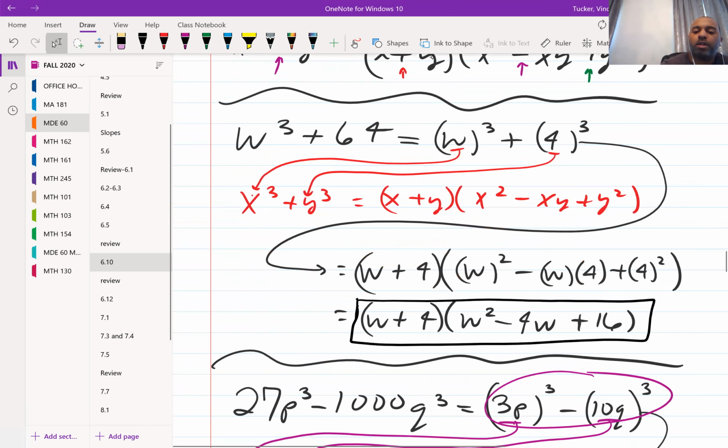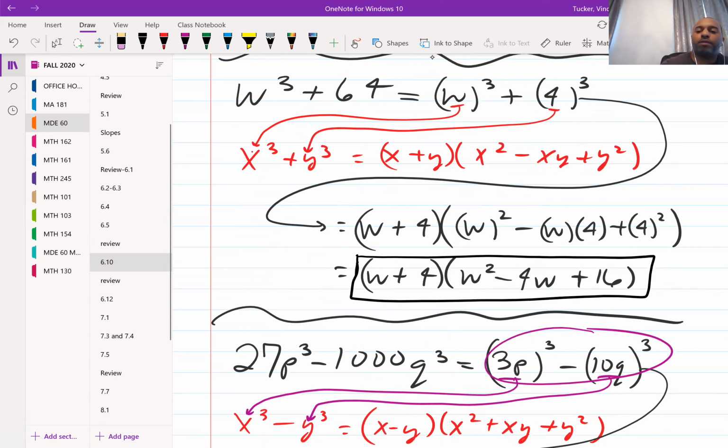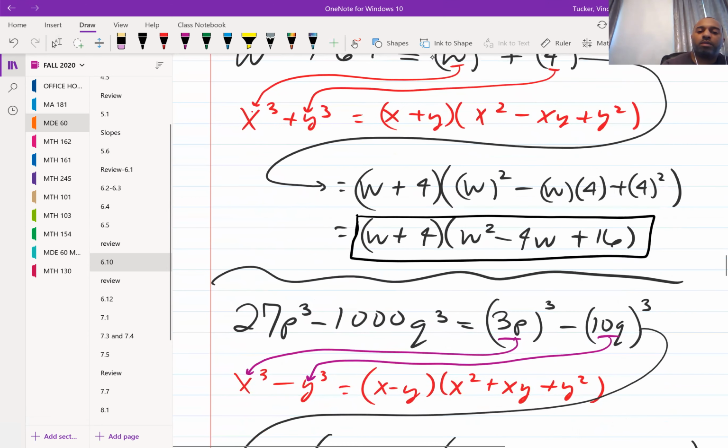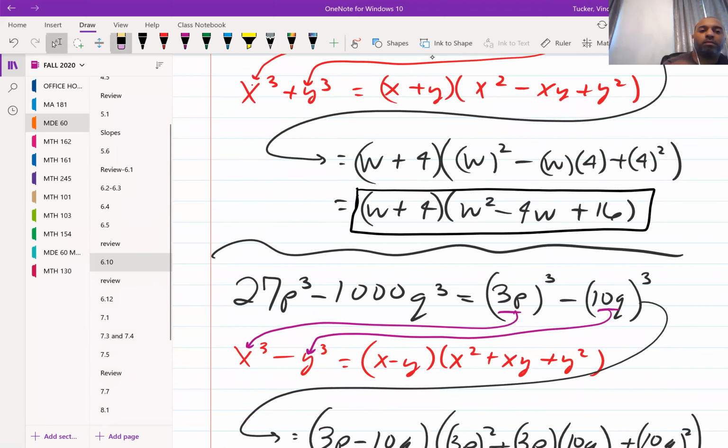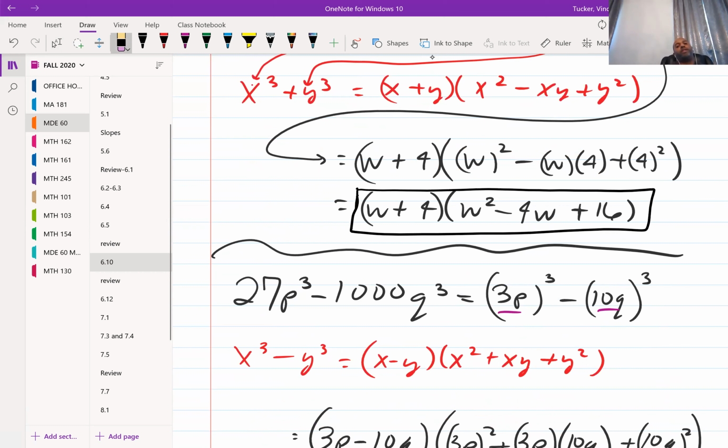All right, let's try it again. This time the difference of cubes. So we have 27p cubed minus 1000q cubed. So the cube root of 27p cubed would be 3p. The cube root of 1000q cubed is 10q. 27 is 3 times 3 times 3, 1000 is 10 times 10 times 10.